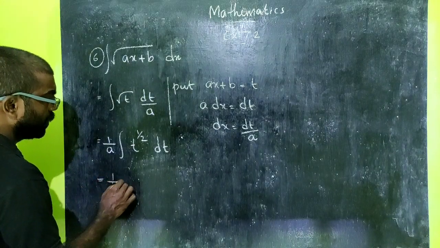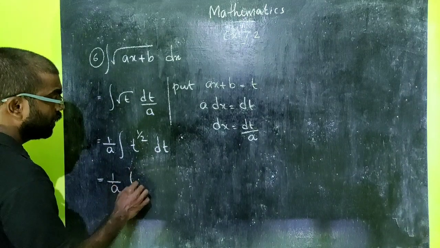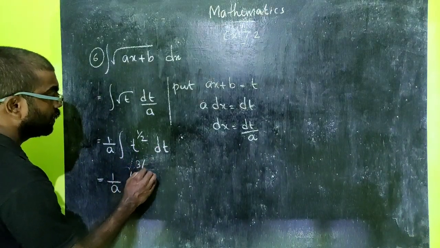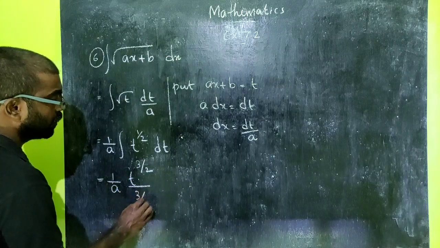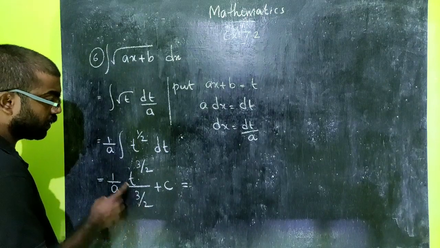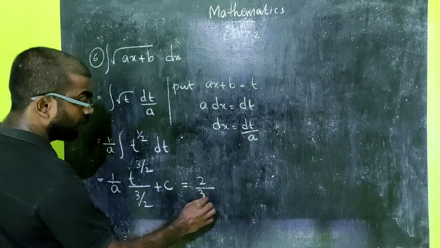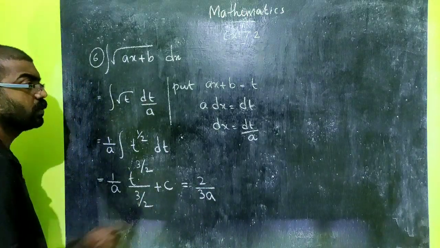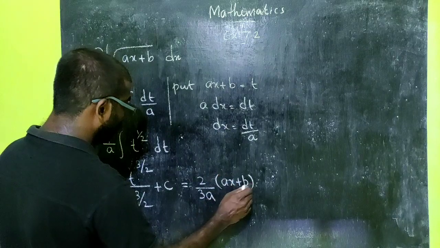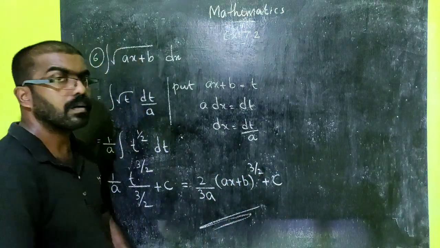Now we can apply the formula x raised to n plus 1 by n plus 1. Here t raised to 1 by 2 plus 1. 1 by 2 plus 1 is what? 3 by 2, then divided by 3 by 2, plus c, which is equal to, this 2 comes to the numerator. So 2 by a into 3, that is 3a, then t raised to 3 by 2. The t value is ax plus b. So ax plus b, the whole raised to 3 by 2, then plus c. Clear?